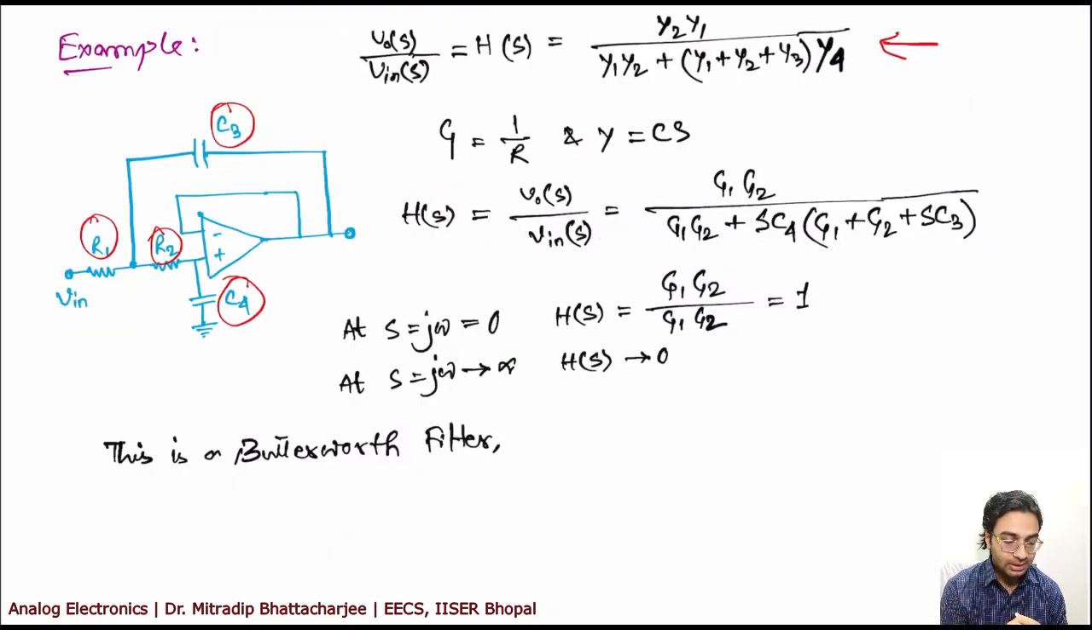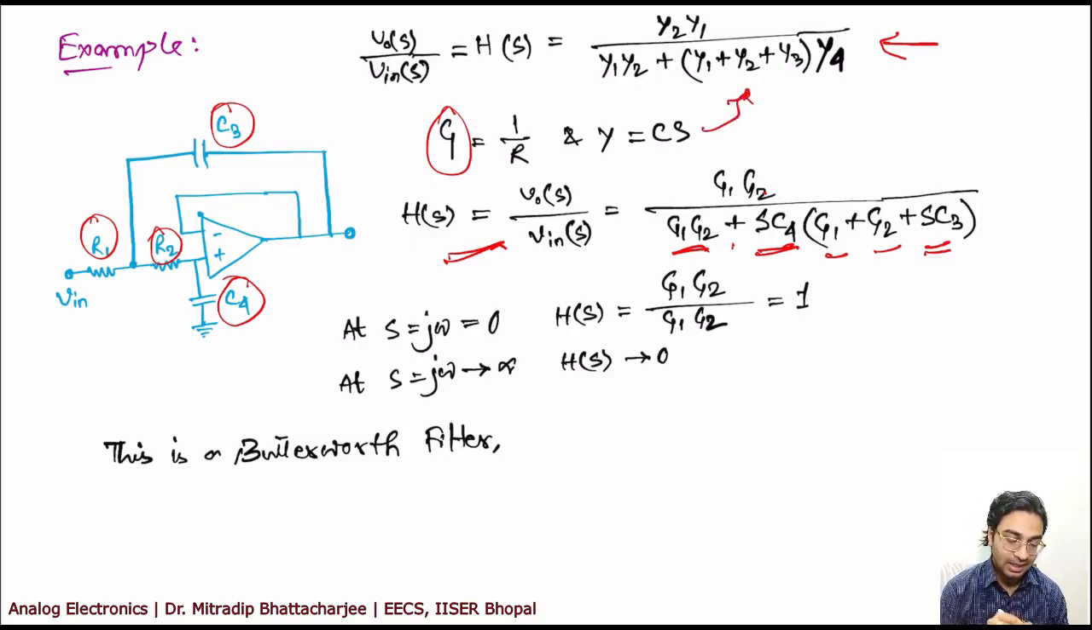Now in case of this example, G is equal to 1 by R and Y is equal to CS, because this is capacitance, right? So Y will be CS. Now your H(S) will be V0(S) by Vin(S), the transfer function. You put the values of G1 and G2 and CS values. So it will be G1 into G2 divided by G1 into G2 plus SC4 into G1 plus G2 plus SC3. Is that okay? Just have replaced these values in this equation.